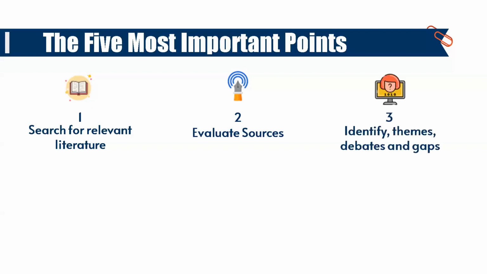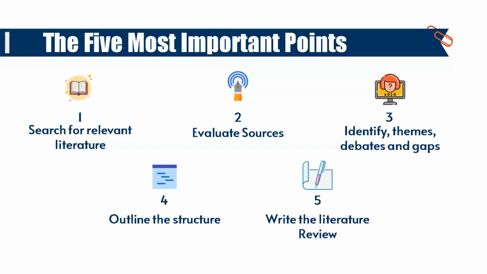And once we've evaluated our sources, we have to identify the themes that the researcher has mentioned in the research paper, or the debates that have occurred because of the research in this particular area, or the gaps in the research in this area. Once we do that, we need to outline the structure. How do we outline the structure? I'll be talking about that a little later, and then we start writing the literature review.